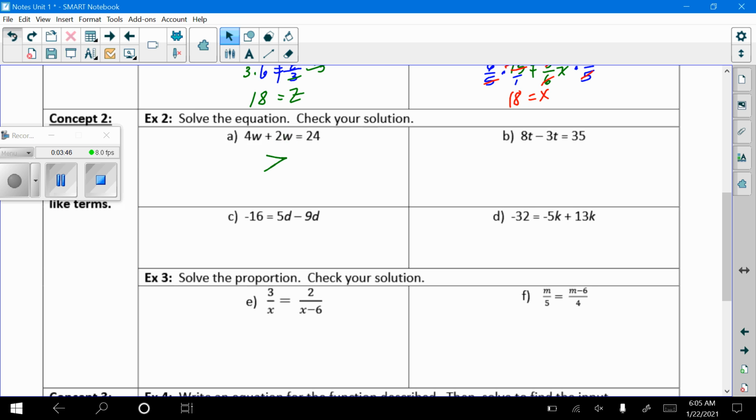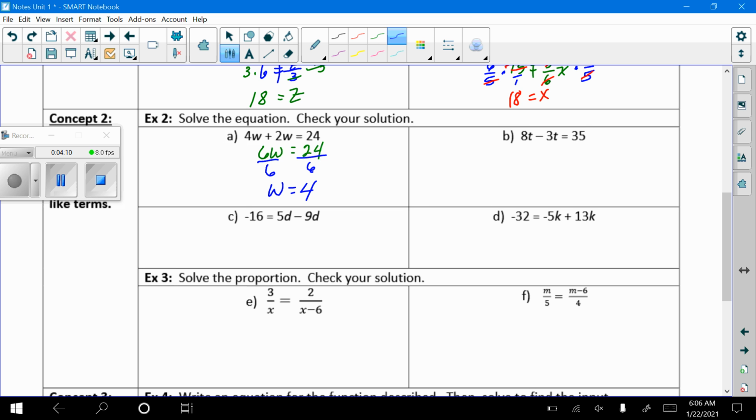Let me start that again. I'm going to go 6w is equal to 24. Now let's divide by 6 on both sides. So w is equal to 4.